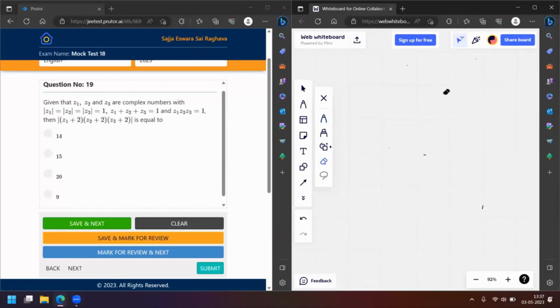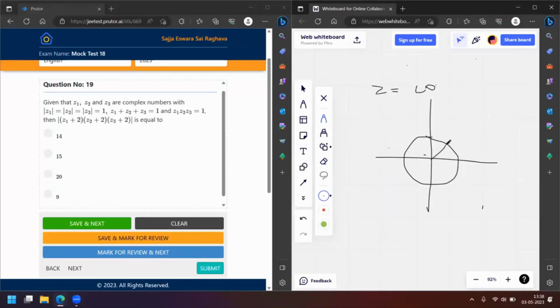Given z1, z2, z3 are complex numbers, each with mod equal to 1, this implies all the 3 points are lying on the circle, and we can define z by this theta, as cos theta plus i sin theta. Since we know the product of z1, z2, z3 equals 1, we will get theta 1 plus theta 2 plus theta 3 is equal to 2 pi. And also, first we have to find the value also.